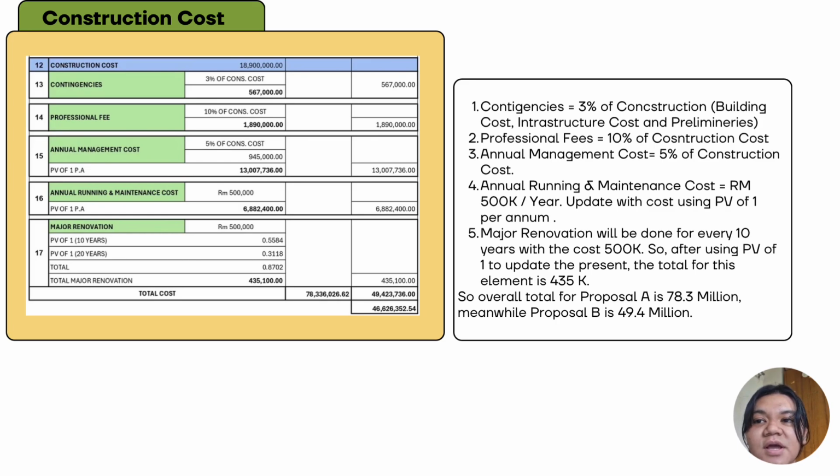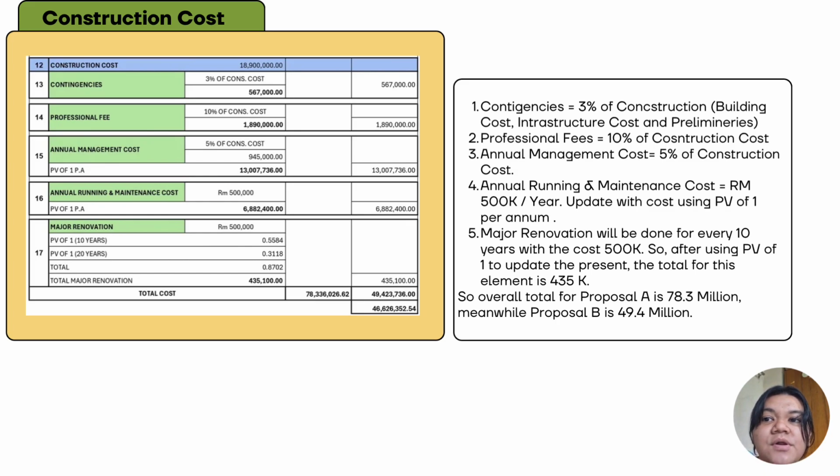The third one is the annual management cost. Same as the contingency and operational fee, we update it with 5% of the construction cost. After this, we get 945,000. This figure will be updated using PV of 1 per annum, and we will get 30.0 million.